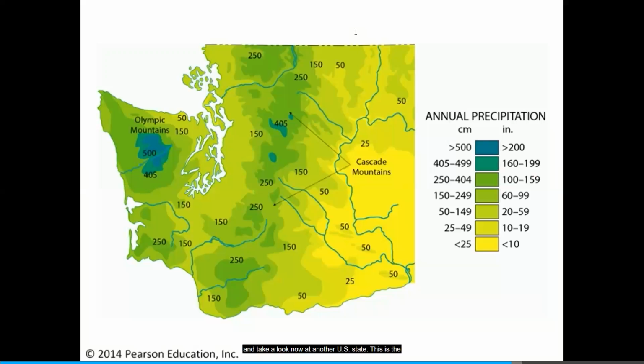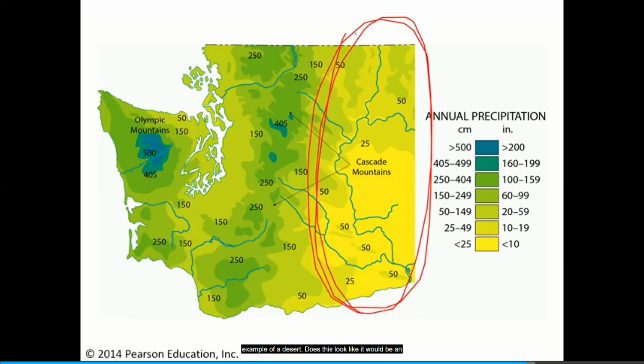Let's go ahead and take a look now at another U.S. state. This is the U.S. state of Washington. Eastern Washington state is an example of a desert. Does this look like it would be an example of a rain shadow desert or a desert that's due to the large-scale convection that is observed in Earth's atmosphere? Well, you've had a minute to think about that.